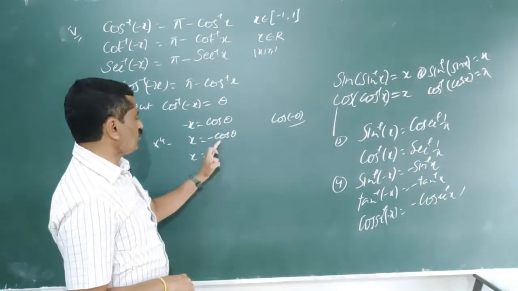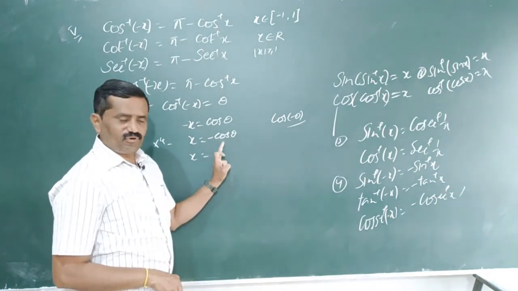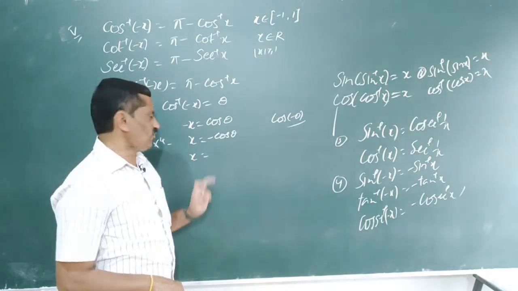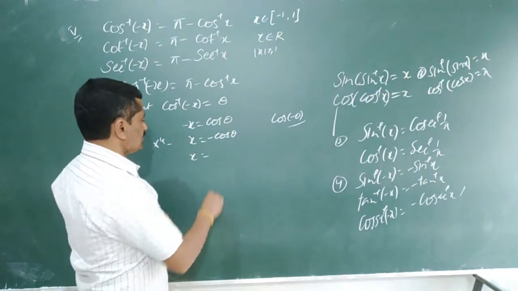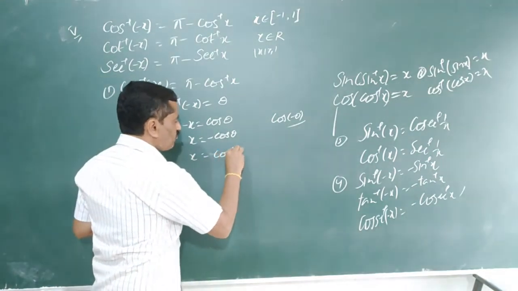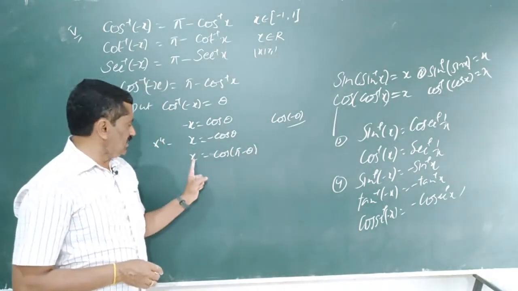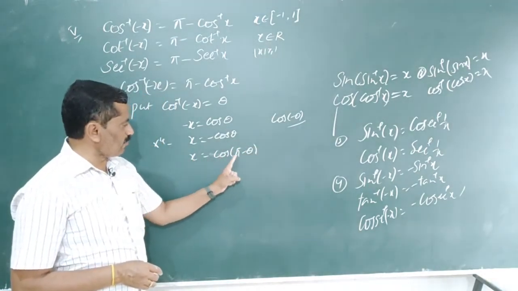So therefore we have to convert this to what? Cos itself only, but remove the sign. Therefore I'll write this like this, that is minus cos theta becomes cos of pi minus theta. Again, x is equal to cos of pi minus theta.